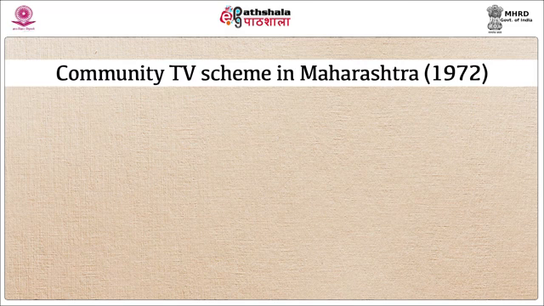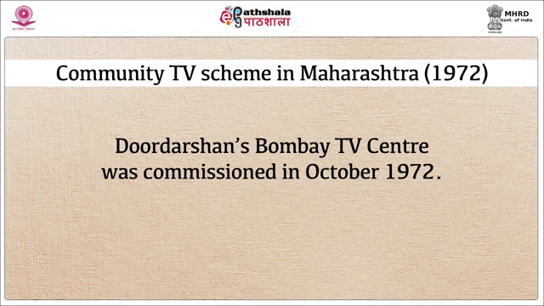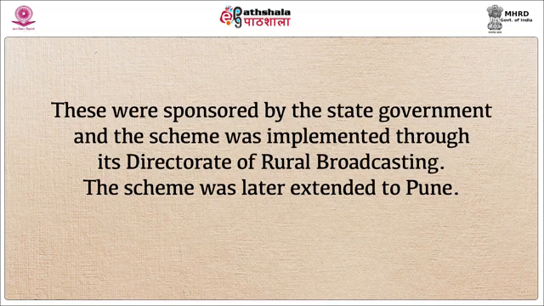Community TV scheme in Maharashtra, 1972. Doordarshan's Bombay TV Center was commissioned in October 1972. In order to enable the weaker sections to gain benefits from programs, it was necessary that people access television. So, Maharashtra's state government used community TV sets for the purpose. These were sponsored by the state government and the scheme was implemented through the directors of rural broadcasting. The scheme was later extended to Pune.